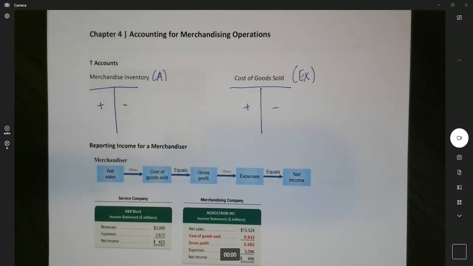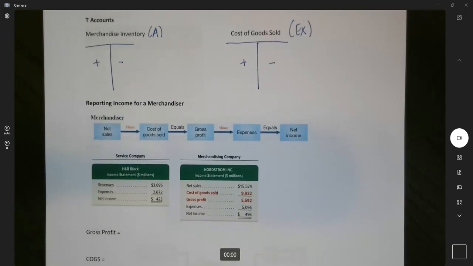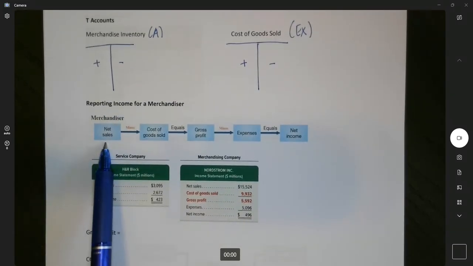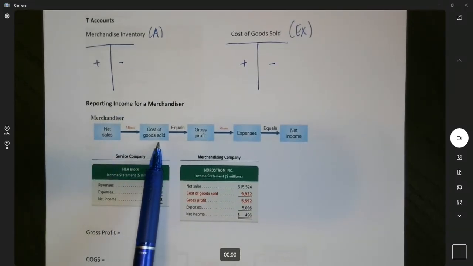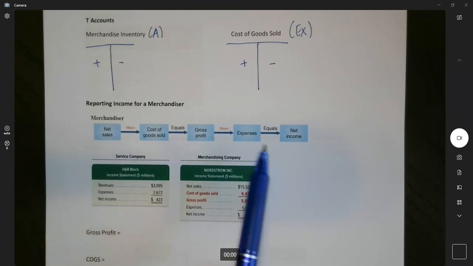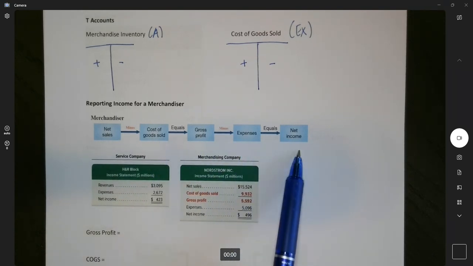Now we're going to start focusing on merchandisers. And merchandisers typically will earn net income by buying and selling merchandise. They could be a wholesaler or a retailer, but overall, that's the way that they earn their income. Generally, when we report income for a merchandiser, it looks a little more detailed than our previous service companies. As you can see down here, merchandisers typically have net sales, and we subtract out the cost of goods sold to get a gross profit. Then we subtract out all the other expenses and get a net income.